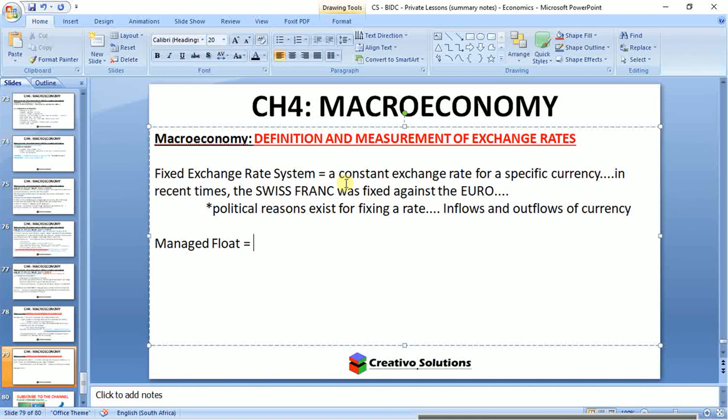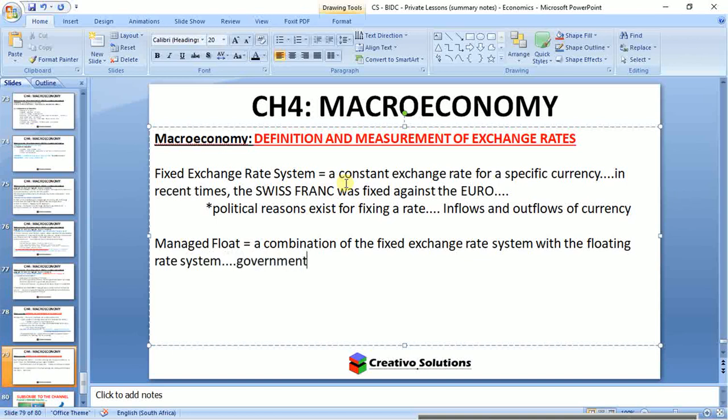But in terms of recent times, just a note here: a combination of the fixed exchange rate system with the floating rate system. Government intervention.